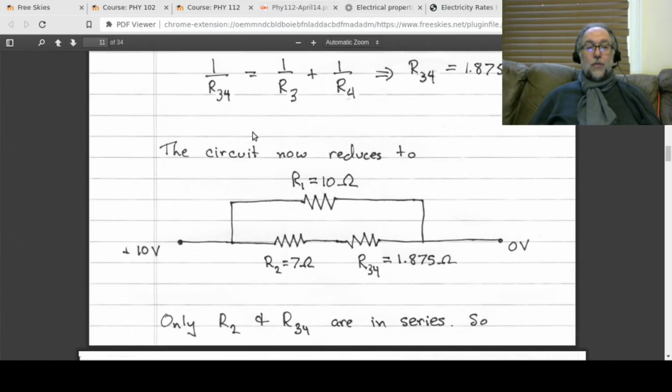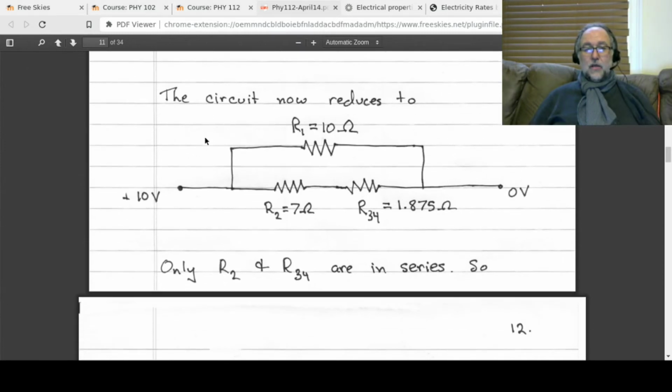Okay, great. Now what? Well, you play the same trick again. You just keep playing the same trick until you're finally down to 1. And you take a look at this, and once again, R2 is not purely in parallel with R1. Neither is R34 in parallel with it. If you draw a circle, it would just be between R2 and R34. Those two together are purely in series, okay? So only R2 and R34 are in series, and so what do they do in series?